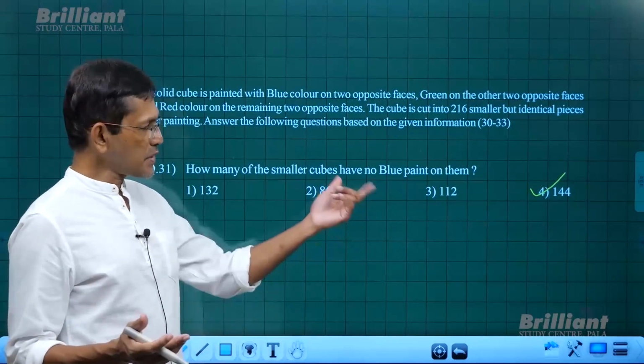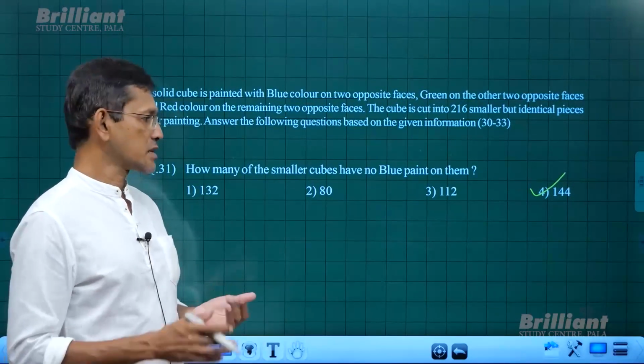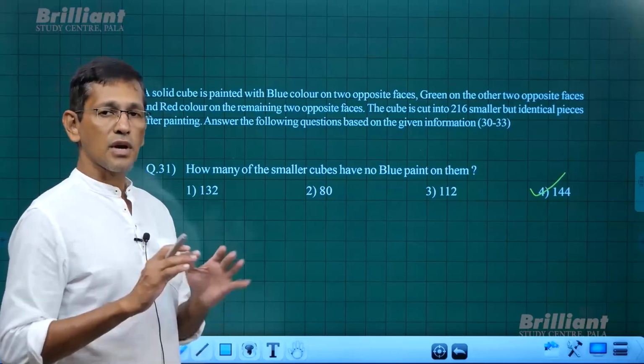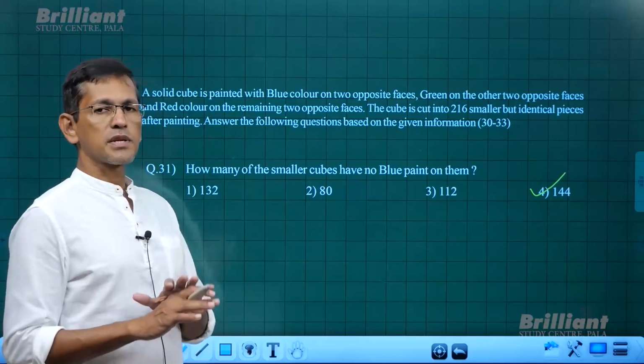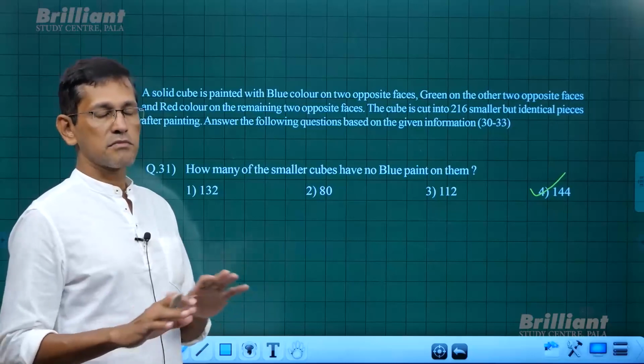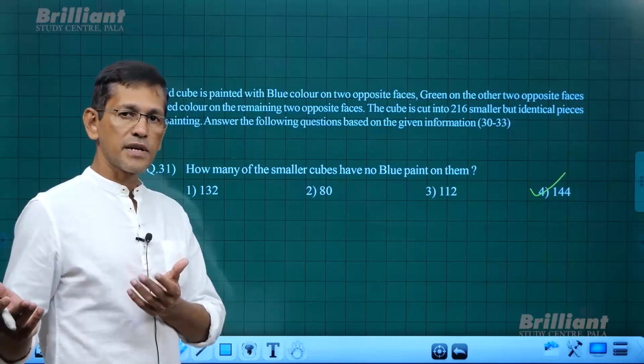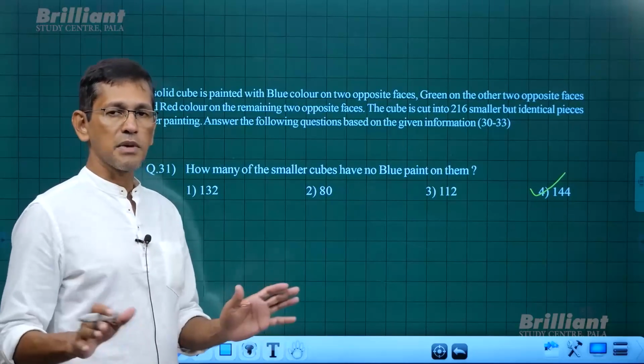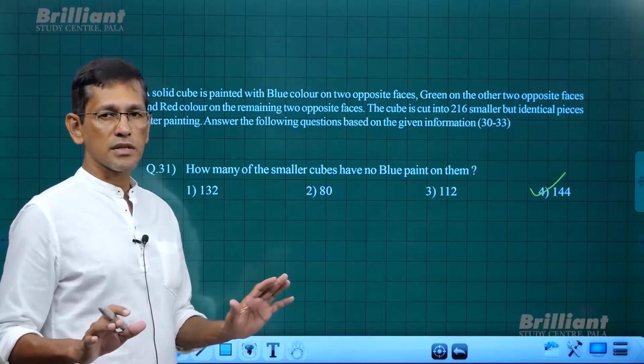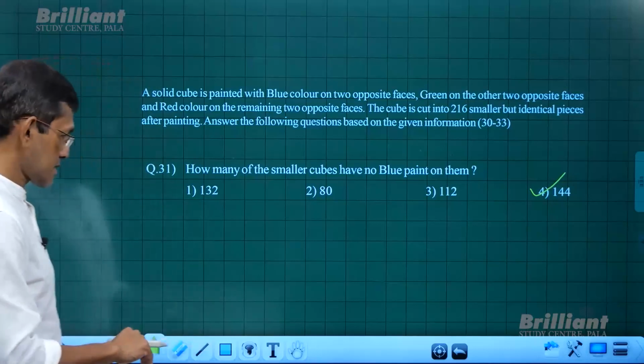Of those 144 cubes, some of them have red color, some of them have green color, and some have no color. Ultimately, some have no paint at all. Some of them have a different color, some of them have no color, doesn't matter. They don't have blue color on them. So that's what it is.